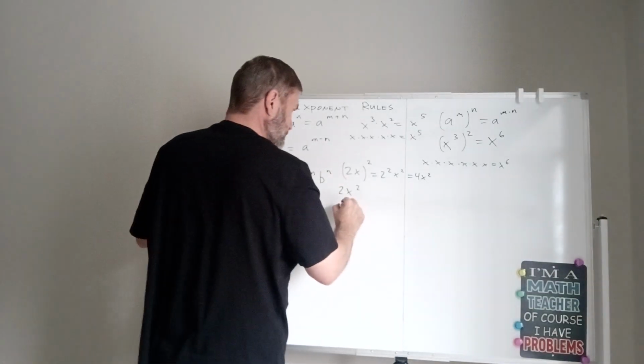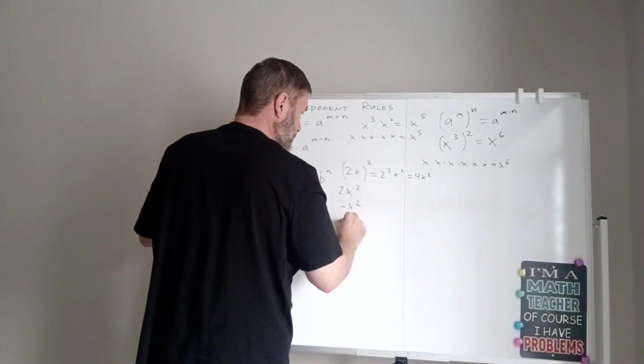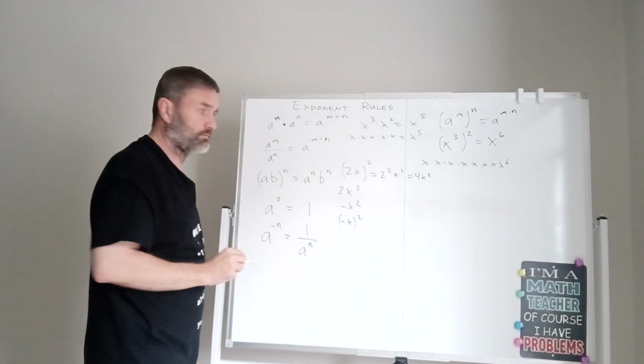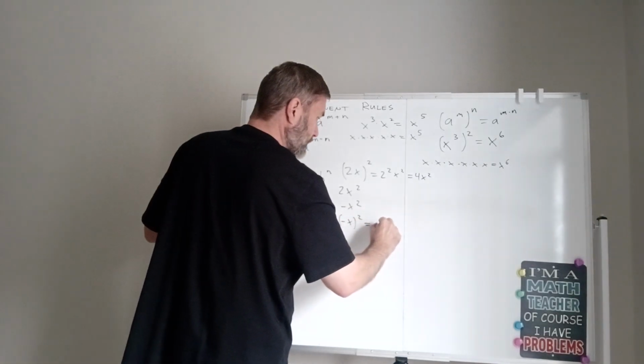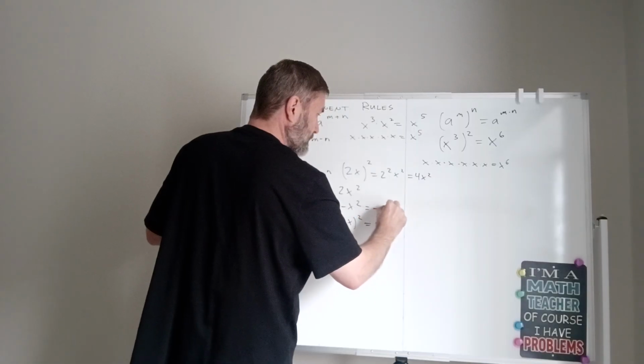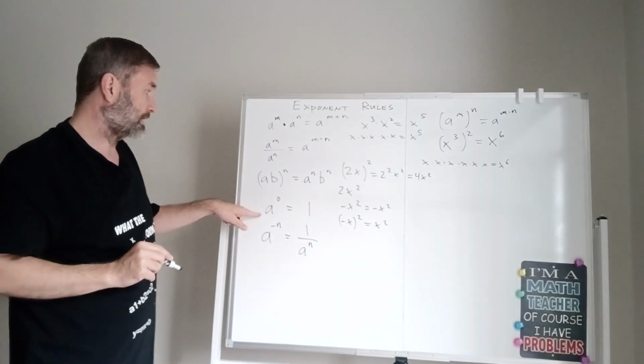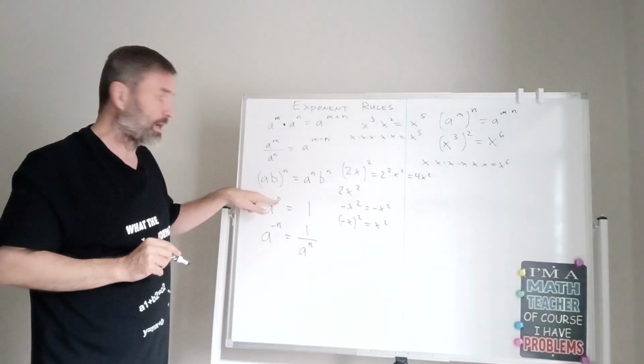Now this includes negatives. Negative x squared and negative x, quantity squared, are not the same thing. Be very, very careful of that. This will be x squared. This is going to stay negative x squared because that negative is not being squared. Watch for that.